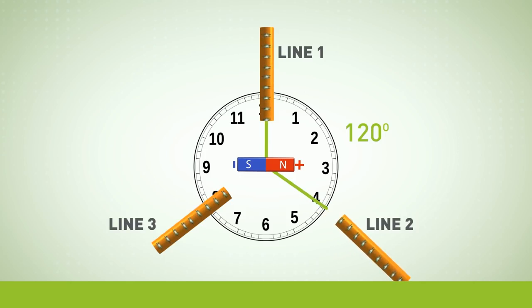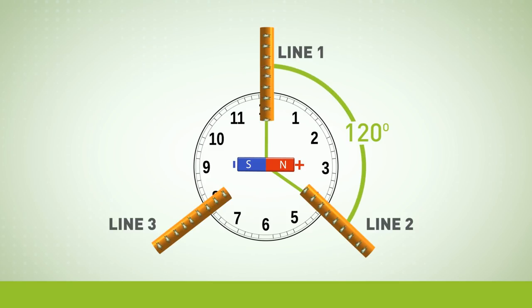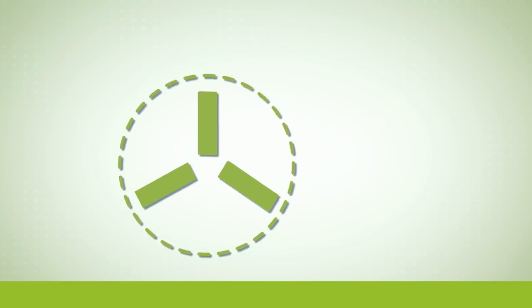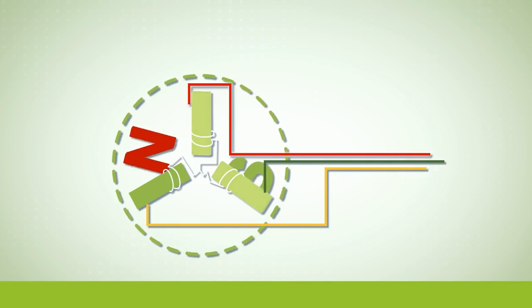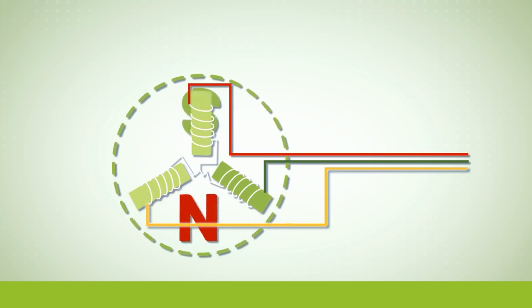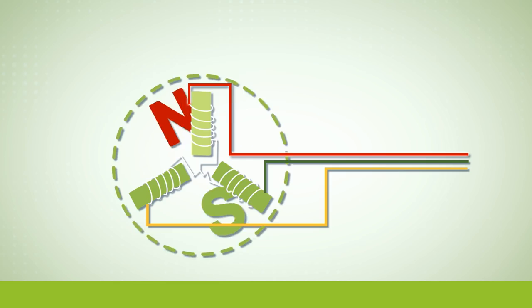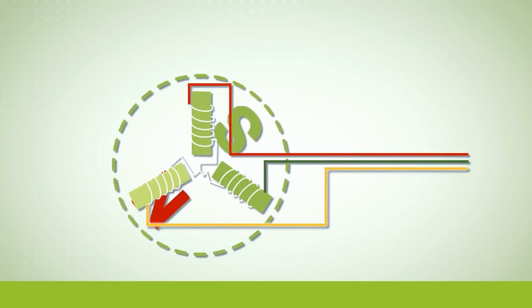So when you're at the 4 o'clock position in our example here, that's 120 degrees away from line 1. And at the 8 o'clock position, it's 120 degrees away from both the 4 and 12 o'clock positions. The three lines are equally spaced around the circle. If the north pole is closer to one of the three wires, then the electrons move in that direction. The closer the south pole gets to each wire, the more the electrons move away from the south pole.